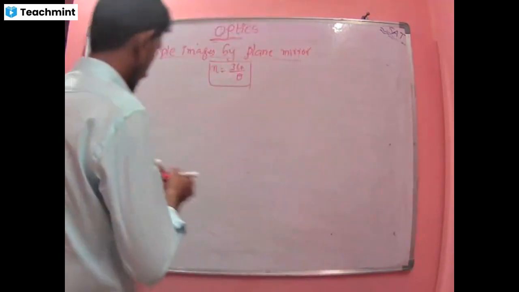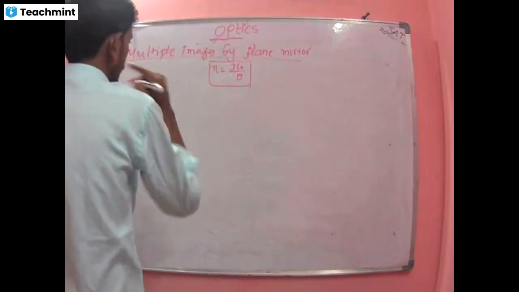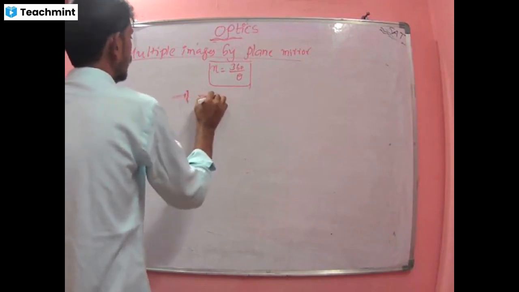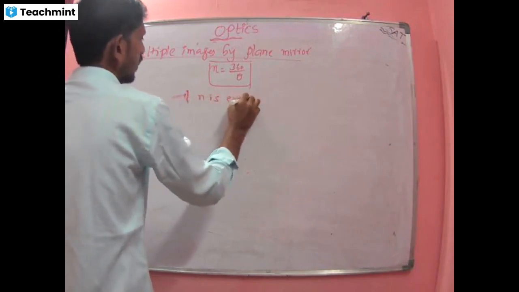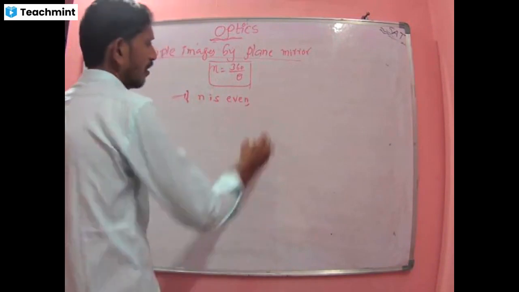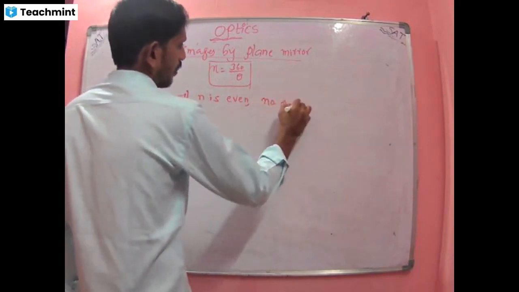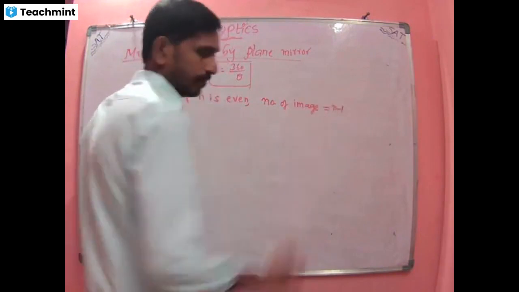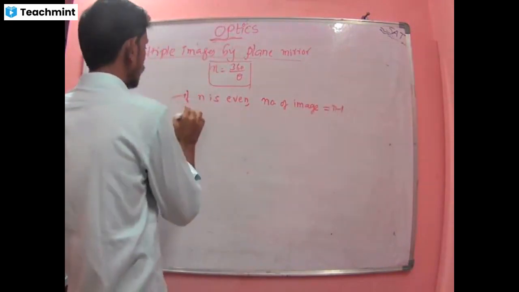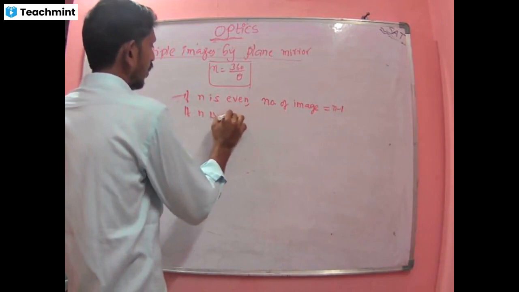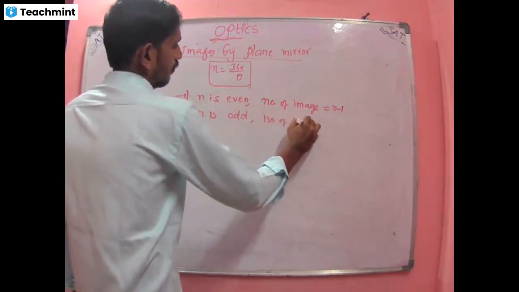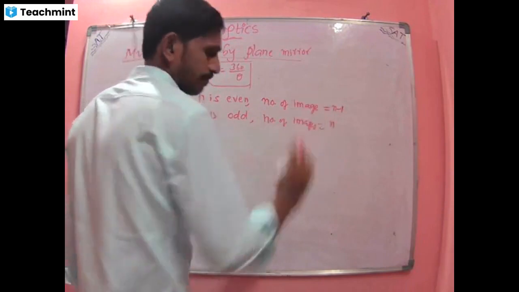So now I can write. Here n is equal to 360 by theta. If n is even, the number of images formed by the plane mirror is n minus 1. If n is odd, the number of images is equal to only n.